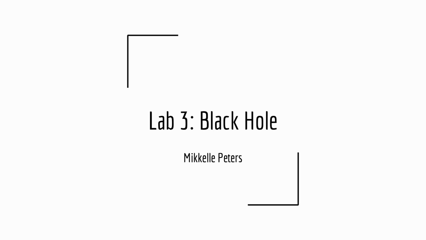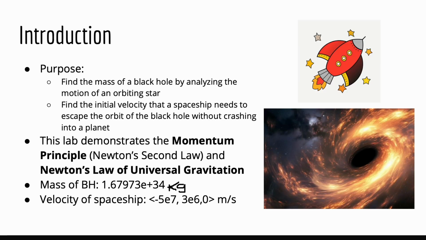My name is Mikkel Peters, and this is Lab 3, Black Hole. The purpose of this lab was to find the mass of a black hole by analyzing the motion of an orbiting star, and then to find the initial velocity that a spaceship would need to escape the orbit of the black hole without crashing into a planet. This lab demonstrates the momentum principle, otherwise known as Newton's second law, and Newton's law of universal gravitation.